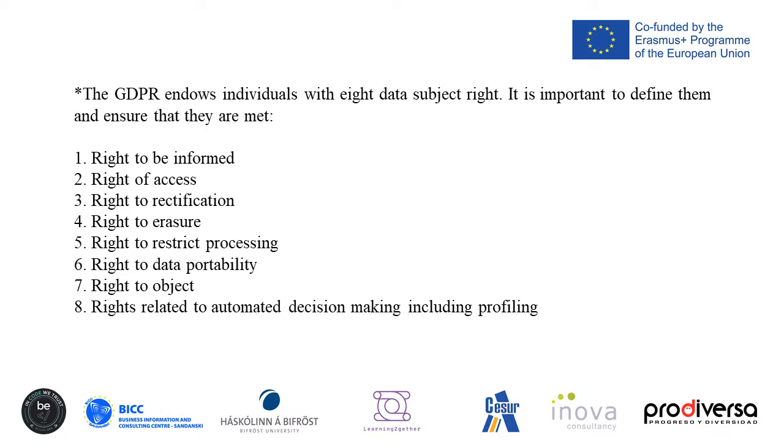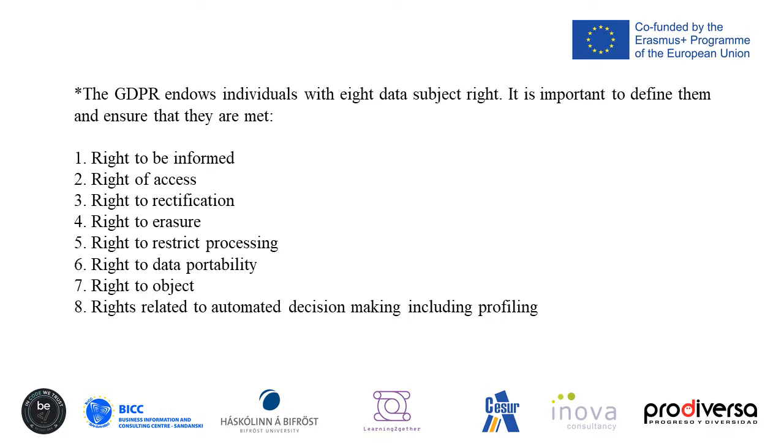As has been mentioned before, the GDPR endows individuals with 8 data subject rights. So we are going to define them really briefly just to ensure that they are understood and they will be met. The first one is the right to be informed. You have the right to information about the processing of your personal data. The second one is the right of access, which means that you have a right to obtain access to the personal data held about you. The third one is the right to rectification.